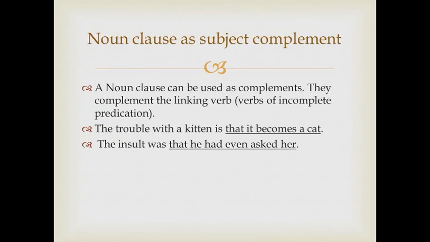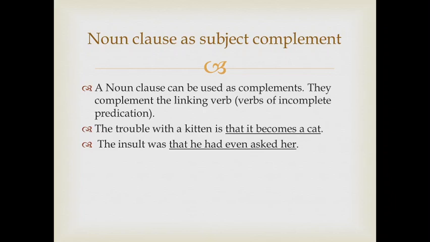Noun clause as subject complement. Noun clause can come as the subject complement. A noun clause can be used as complement. They complement the linking verb. Linking verbs are also known as verbs of incomplete predication. So these verbs need something as complements. Complement means something that completes a meaning, that makes it a whole, something that completes.